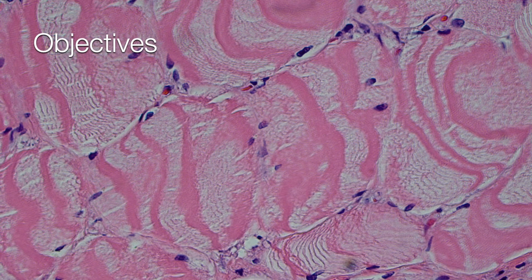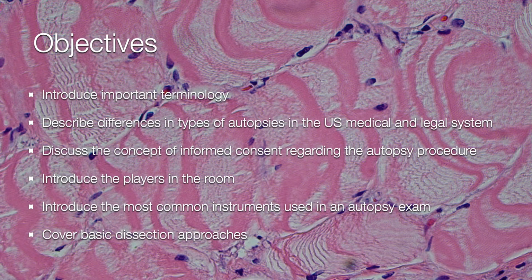First, let's start by going over some objectives. The objectives of this lecture will be to introduce important terminology, describe the differences in types of autopsies in the U.S. medical and legal systems, discuss the concept of informed consent regarding the autopsy procedure, introduce the players in the room during the post-mortem examination, introduce the most common instruments used in an autopsy exam, cover basic dissection approaches.